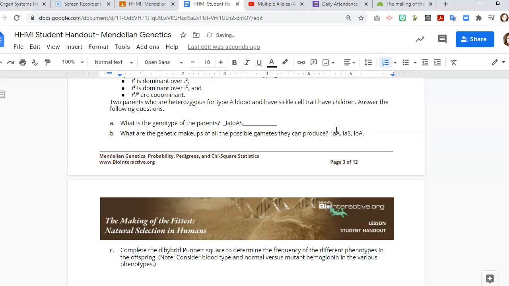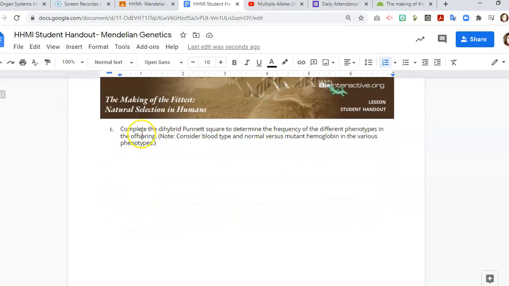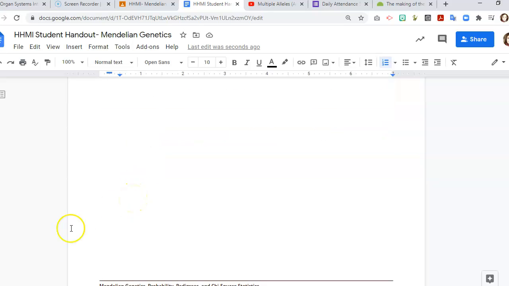And then the last one in the FOIL stands for the last ones in the genotypes. So that is going to be I^O, attached to the S. So what I did here, just a reminder, is I took these and I distributed them. This was one gene type, and I crossed that with the sickle cell trait. And so these are my possible gametes that can be inherited. With that being said, now you're going to complete the dihybrid Punnett square to determine the frequency of phenotypes in the offspring. I'll start that here in just a second for you guys.